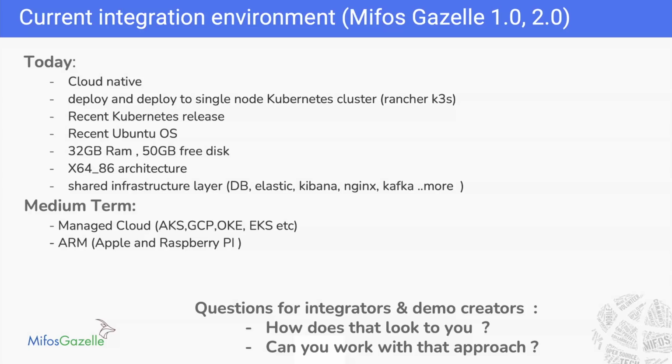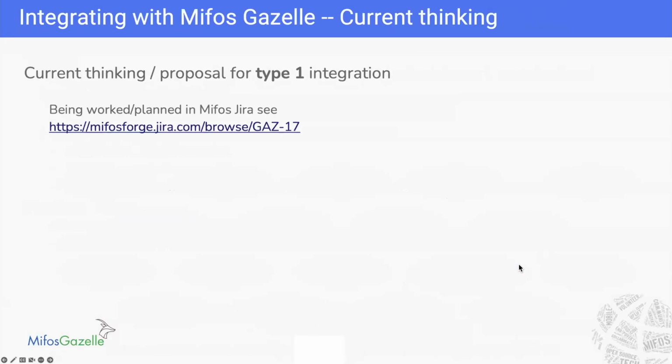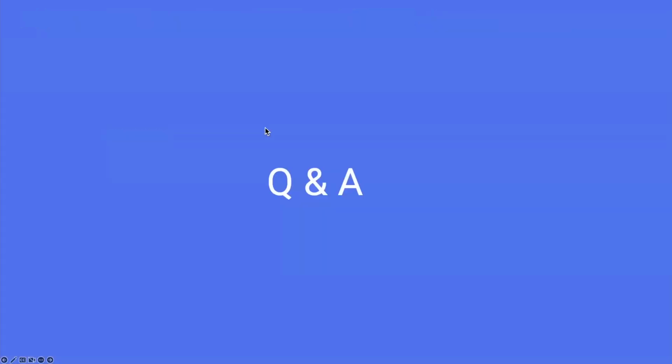I'm trying to move slides here. We've outlined our current thinking for how to do a type 1 integration in the Gazelle Jira, and it's that ticket there. We should drop that into the Slack. Actually, I'll put it in the Slack.